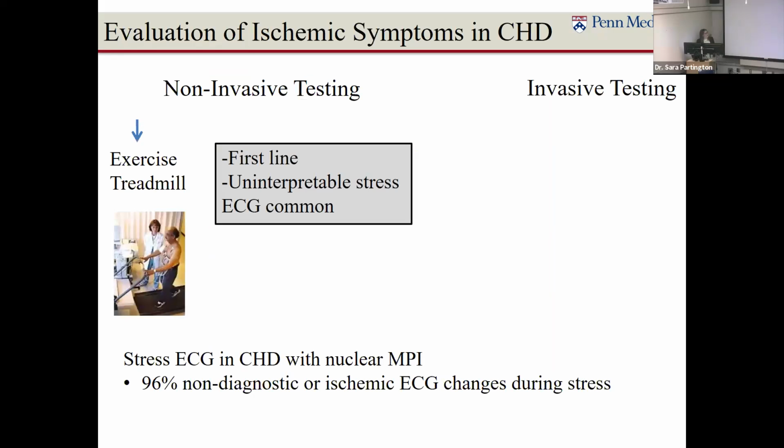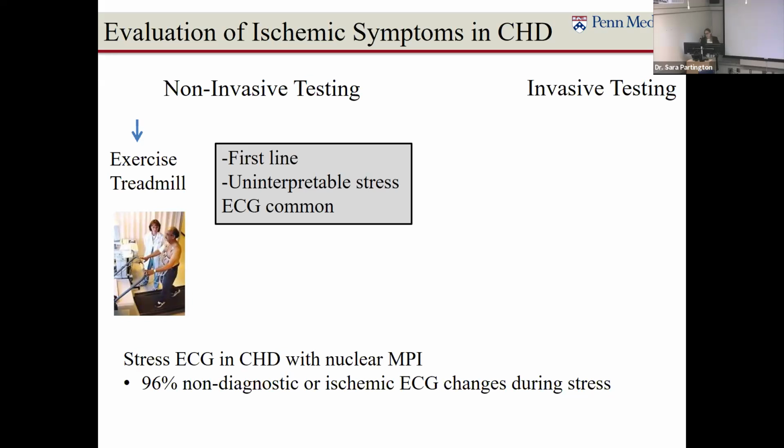And of course, when we think about what our options are for assessing for ischemia, we have the exercise treadmill test. Of course, this is a first line test. One of the challenges we really have in our congenital heart disease patients is that in a series of patients who underwent nuclear myocardial perfusion imaging, the stress ECG component of that stress test was non-diagnostic or ischemic in 96% of the population.